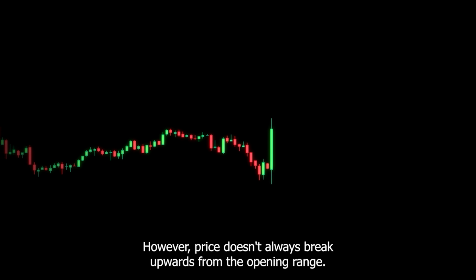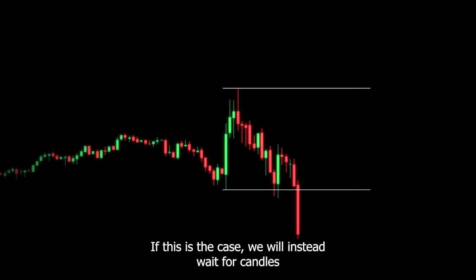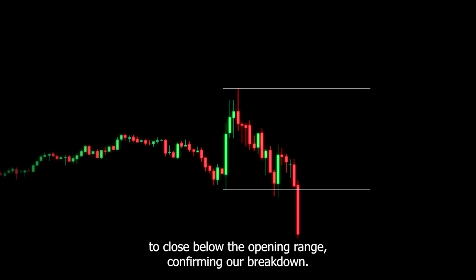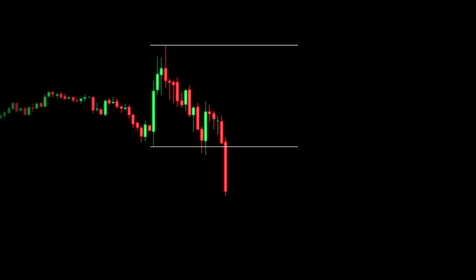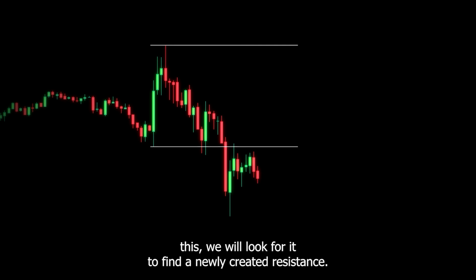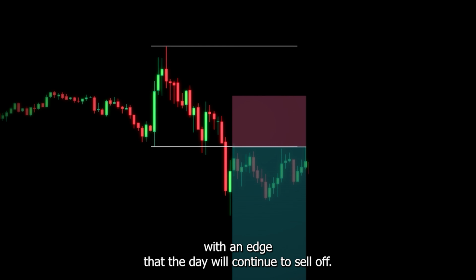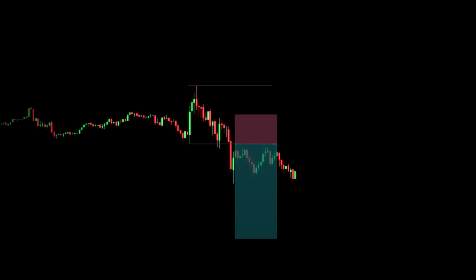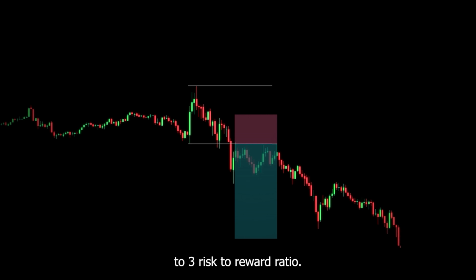However, price doesn't always break upwards from the opening range. In a bearish trending market, it will often move downwards towards the opening range low. If this is the case, we will instead wait for candles to close below the opening range, confirming our breakdown. What you will notice next is that price commonly returns to the opening range low. When it does this, we will look for it to find a newly created resistance at this level. On this retest, we can look to bet downward with an edge that the day will continue to sell off. In either scenario, we can target a 1-to-2 or 1-to-3 risk-to-reward ratio.